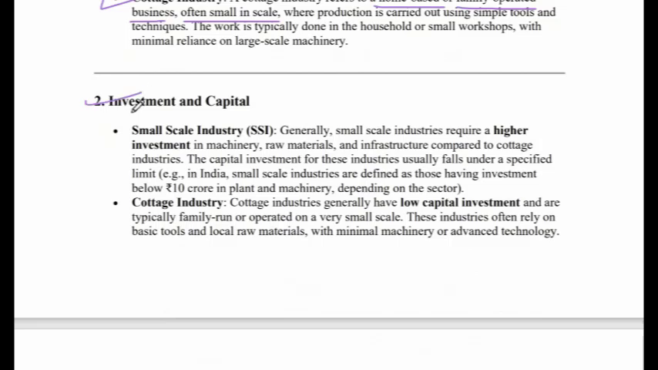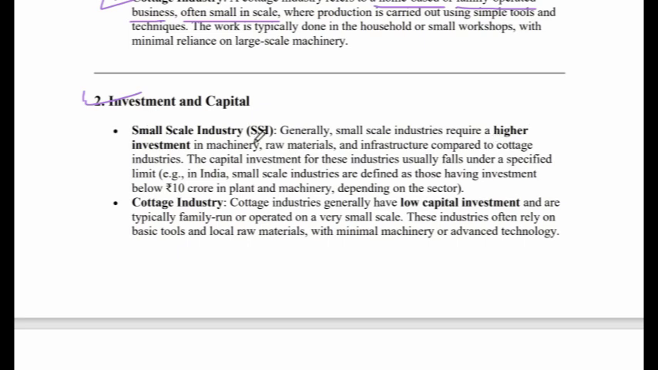Investments and capital. Small scale industries generally require a higher investment in machinery, raw material and infrastructure compared to cottage industries, of course, because here we need a kind of a land to employ people, whereas cottage industries में क्या होता है, घर से ऑपरेट होता है, तो वहां पे ज्यादा इन्वेस्टमेंट करने का, हाई इन्वेस्टमेंट नहीं होता है कंपेयर टू स्मॉल स्केल इंडस्ट्री.